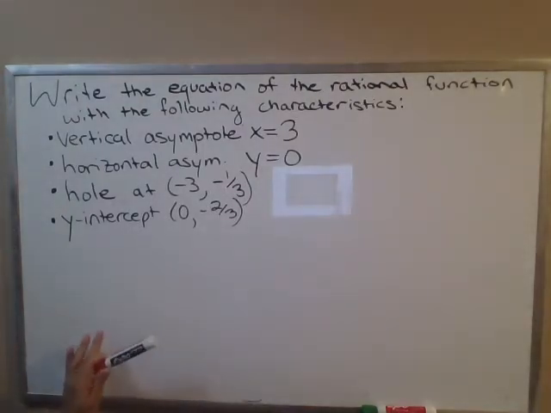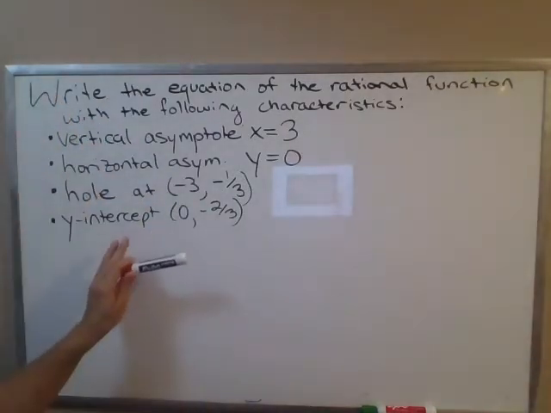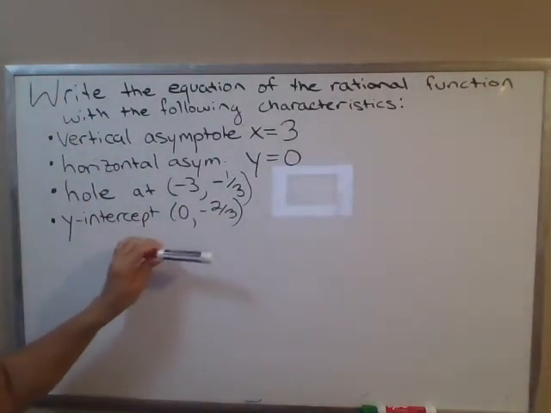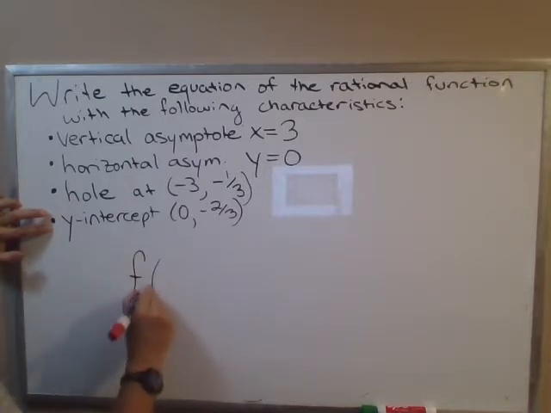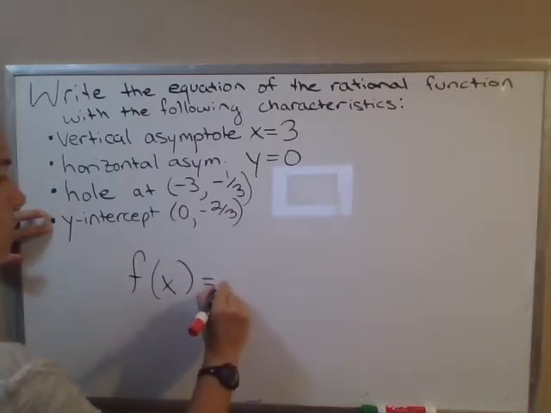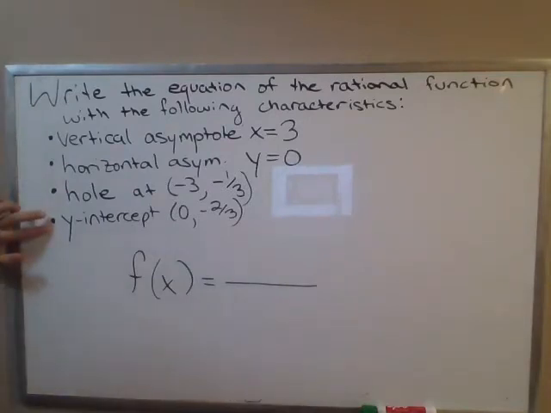Here's another example where you're asked to kind of do the opposite of what you're used to. So you're given traits of the graph of a rational function, and then we're supposed to come up with the equation for that rational function. This time we want a vertical asymptote at x equals 3, a horizontal asymptote at y equals 0, a hole at -3, -1/3, and a y-intercept at 0, -2/3. Okay, so the goal is to build this rational function. So it's going to be a polynomial over a polynomial. I know that much.